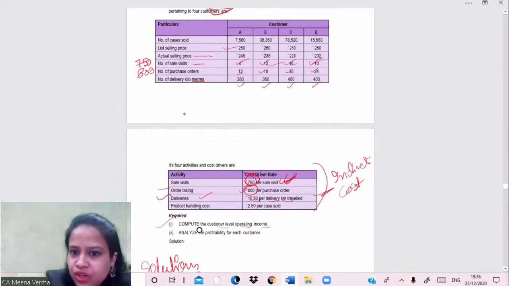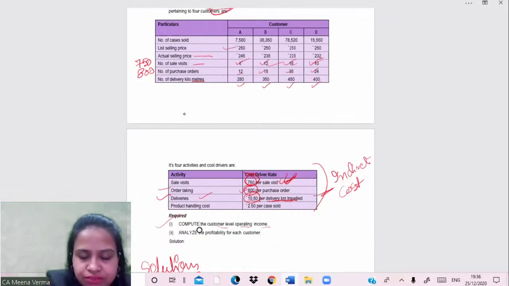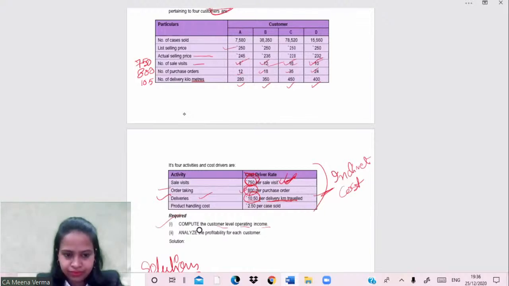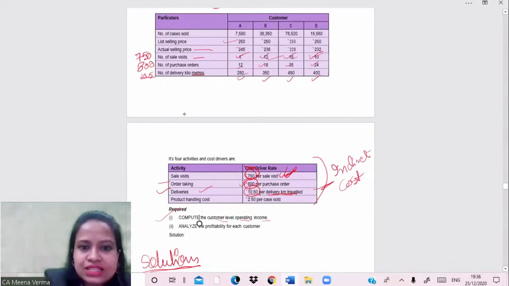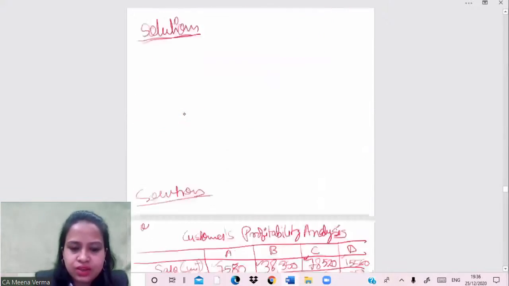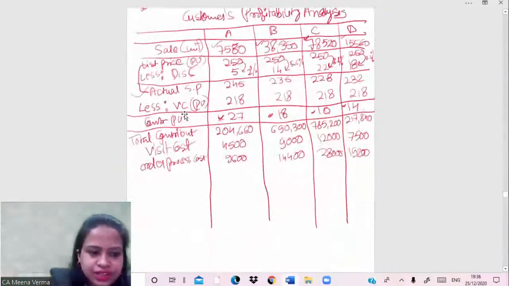Okay, the number of kilometers is given here, so we will multiply it by this cost per delivery kilometer. So the total delivery kilometers is given here, and we will multiply 10.5 with each of them: 10.5 with this, 10.5 with this, 10.5 with this, 10.5 with this. Okay, you will get the value. This is the delivery cost.